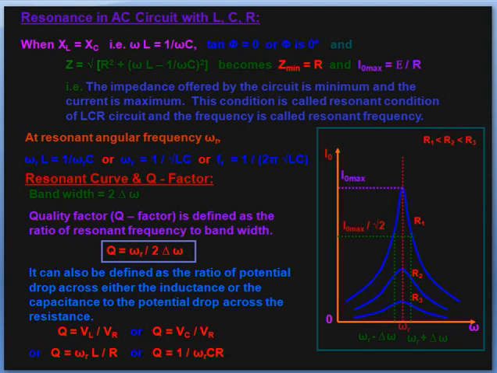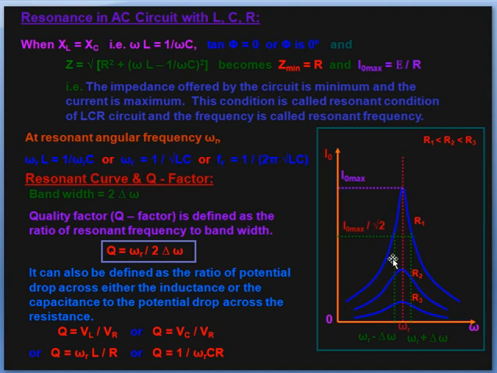At resonance, the angular frequency omega R, that is, omega R L equals 1 upon omega R C, can be written as omega square equal to 1 upon LC. So omega R will be equal to 1 upon root LC. This is the angular frequency in case of resonance in AC circuit. In terms of frequency, omega is equal to 2 pi f. So when you substitute, 2 pi will be in the denominator, and finally we will get the frequency at resonance as 1 upon 2 pi root LC.